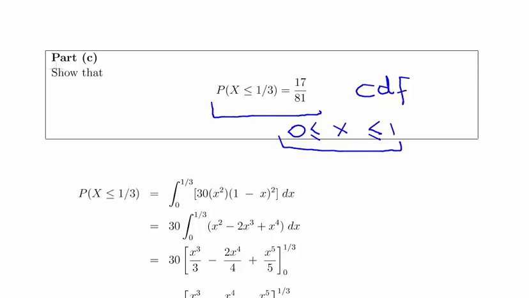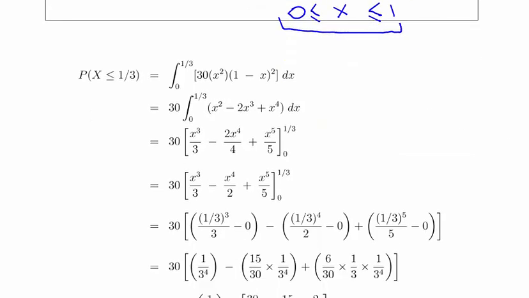Essentially, it's another definite integral. Just following on from what we've done previously, in this particular question, rather than integrating from 0 to 1, we're going to integrate from 0 to 1/3. This is the PDF, the probability density function, so we have to integrate that. I'm going to simplify it, and I'm also going to take the 30 out and put it out front just to make it easier to read.